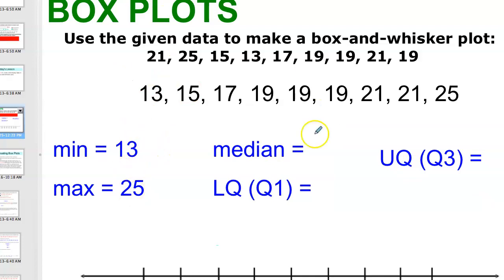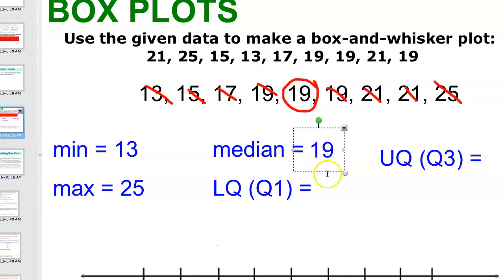Now I have to find the median. The median is the number in the middle. So we cross off from left to right, I mean left and then right. So that's 1, 2, 3, 4. So that means the median is 19. And I'm going to double check there's the same amount of numbers to the left and to the right of my median. 1, 2, 3, 4 on the left. 1, 2, 3, 4 on the right. Very good. So my median is indeed 19. So I can fill that in.